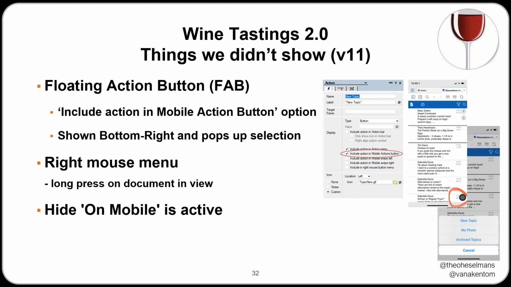Then there are some things Max already told you about, like the floating action button. Also, when you right-click in your Notes application, you can have actions in your right-click menu. If you use a long press, then you have those same actions on your mobile device. So you can still use the right-click actions in a view or in a form. And the hide on mobile, as Max already explained, is also active now. It has a use now.